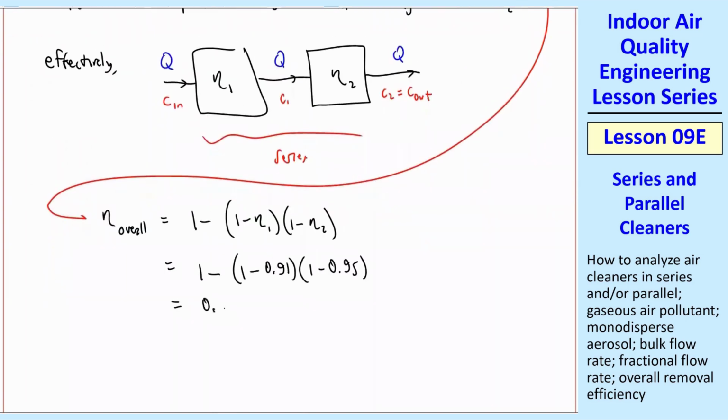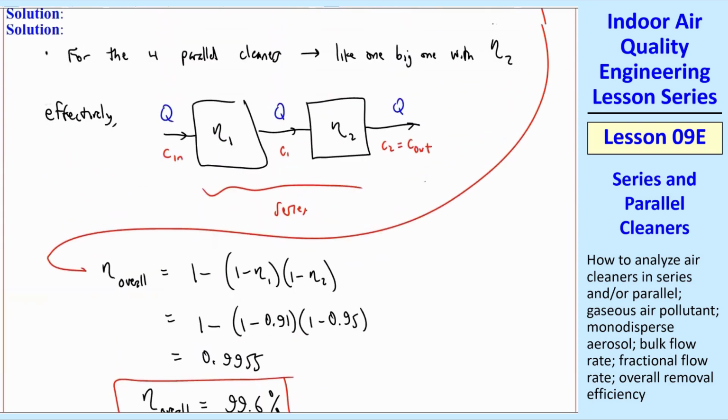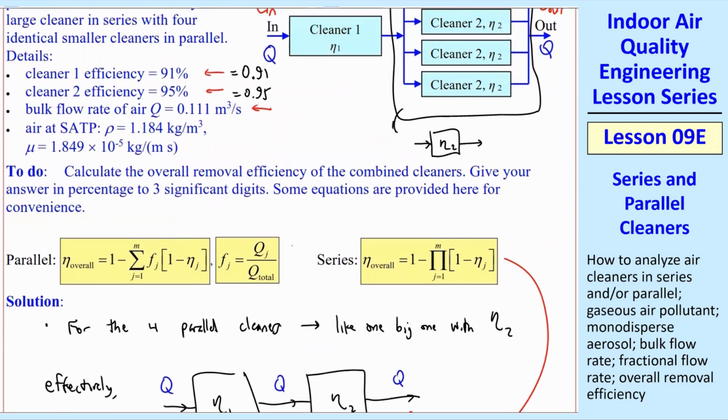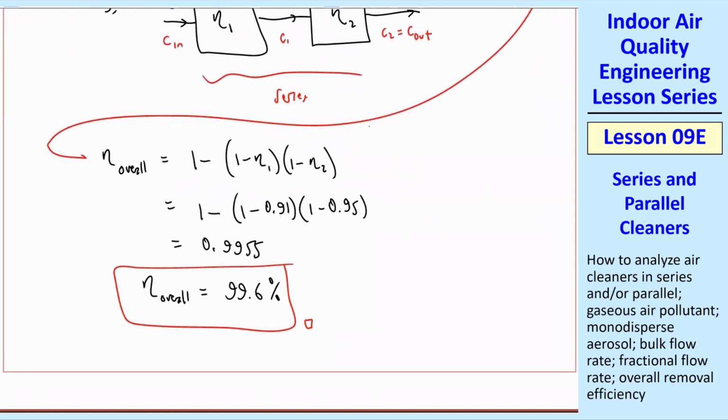So I get 0.9955, but I asked for the answer in percentage. So eta overall is 99.6%, which, by the way, is much greater than either one of these by themselves. So we get a total of 99.6% removal efficiency. The bigger the number, the better, of course.